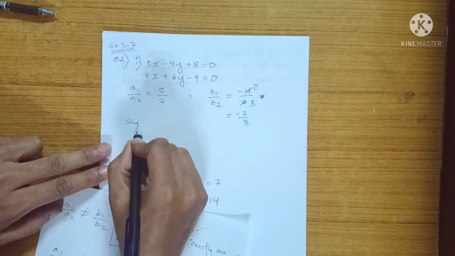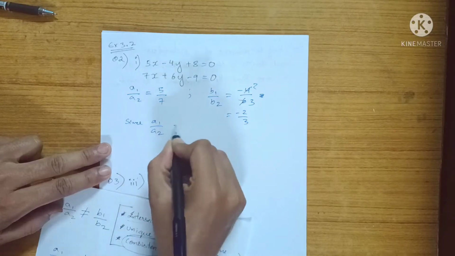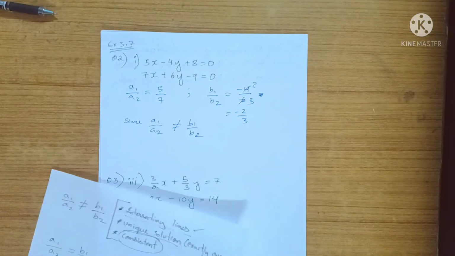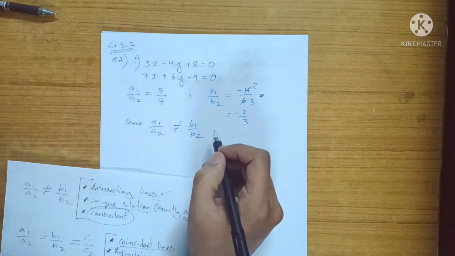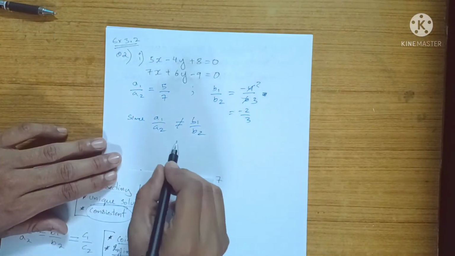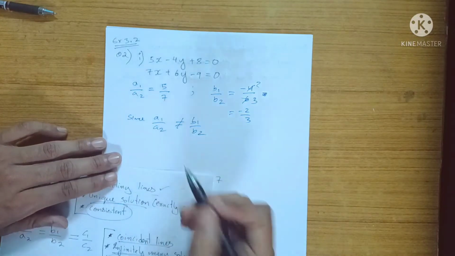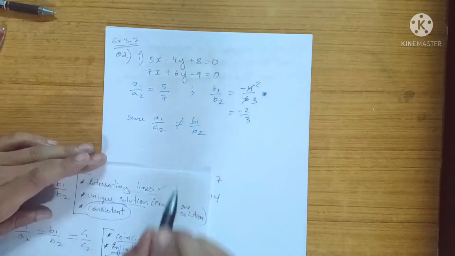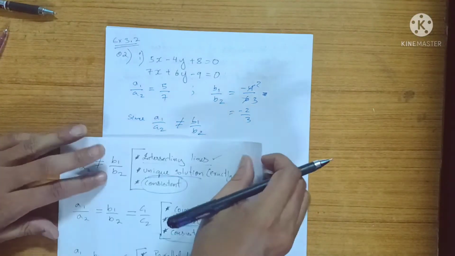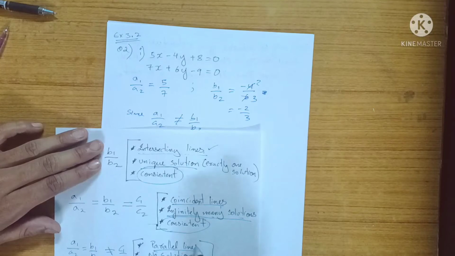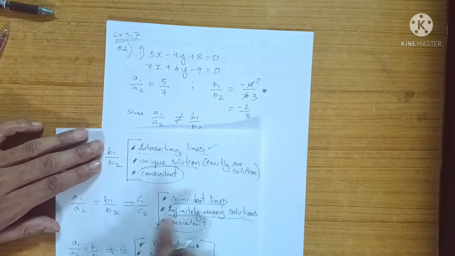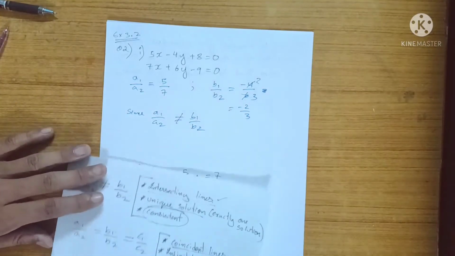Since it's not equal to b1 by b2, I don't know what the question says. I kind of forgot what the question said, but I think it says intersecting or unique solution. Anyway, question data. By chance, are those intersecting lines or coincident lines or parallel lines? You will have to write those according to that. If the question is asking, is it unique solution or infinitely many solutions? No solution, you will have to write according to that.